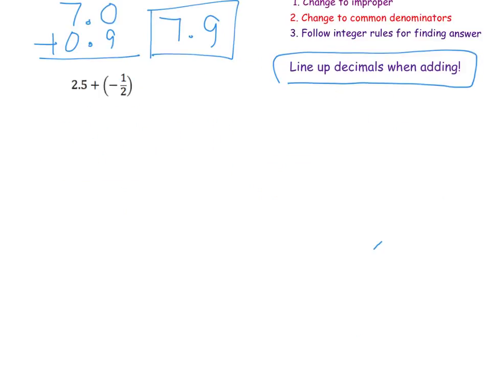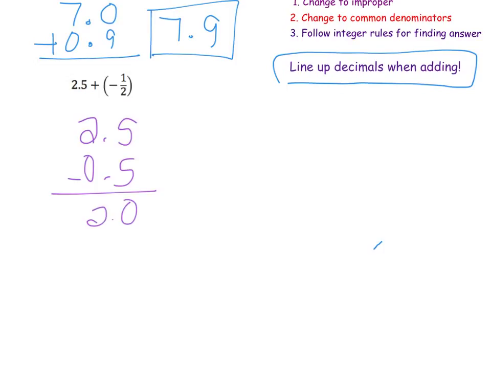Next one. I would like you to try to do this one on your own. This one is, I believe, just very logical. Hopefully, if you have 2.5 and you know you take a half away, you can do this without too much thought. So pause and see if you can do this one.